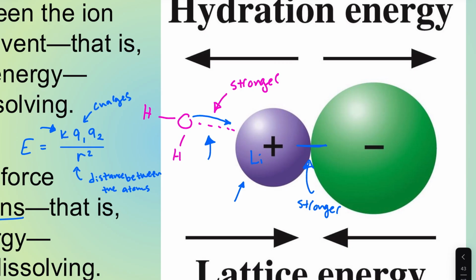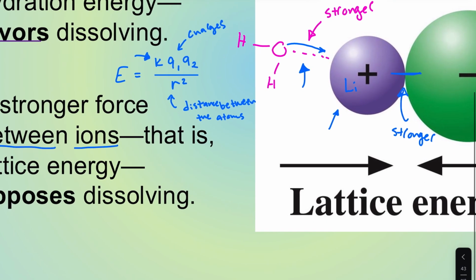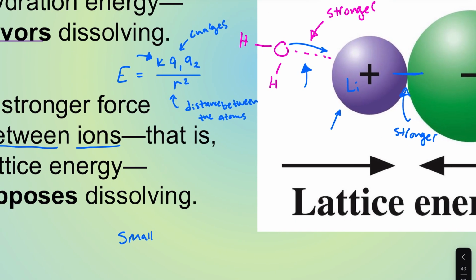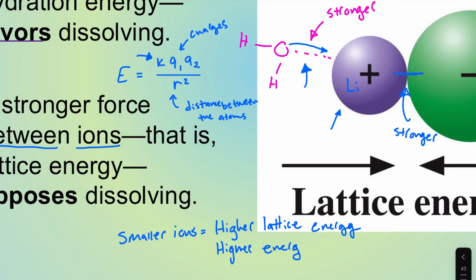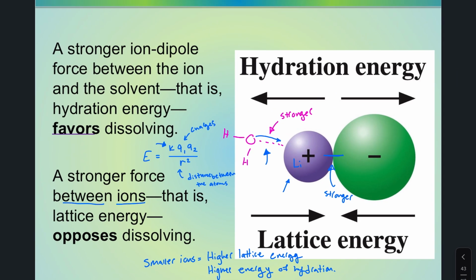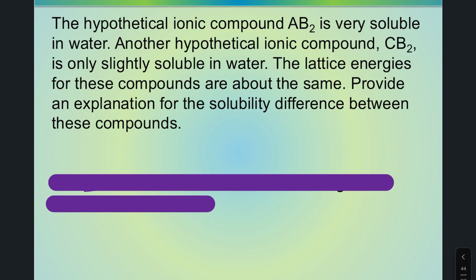And so, to summarize that, smaller ions mean higher lattice energy, and they also mean higher energy of hydration. So let's keep that in mind for this next part. Go ahead and try this out. I will reveal the answer afterward.